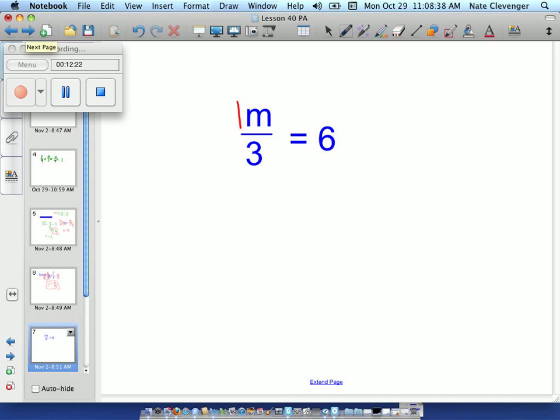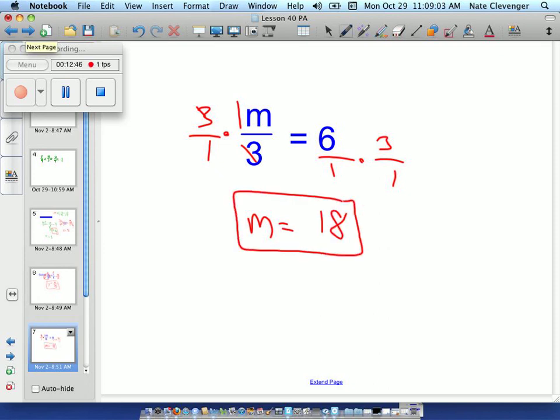Now you have the fraction 1/3. So what can we multiply both sides by to solve for m? 3/1. Multiply by the reciprocal of 1/3, which is 3/1. So we do the same thing to the other side. You have 18. m equals 18. So when you have that situation, just put a 1 in front of your variable, and that gives you a fraction that you can take the reciprocal of.